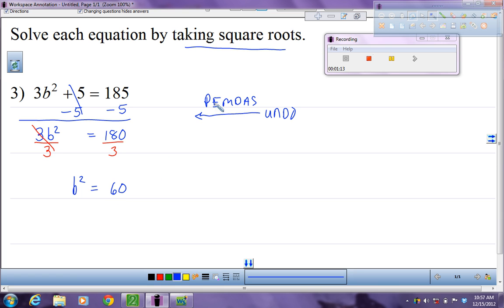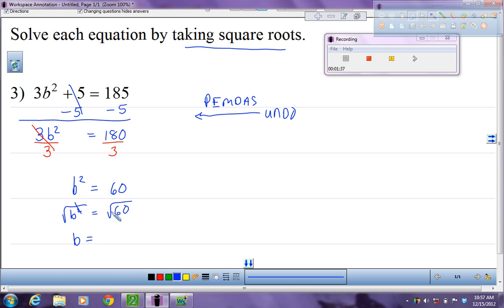Now I'm going to check for exponents. Well, guess what? There is an exponent this time. And if you get rid of the exponent, well, the inverse of square would be square root. So I'm going to square root both sides. And don't forget that the square and the square root cancel each other out, so it's like the whole radical is gone, leaving you just the b, right?